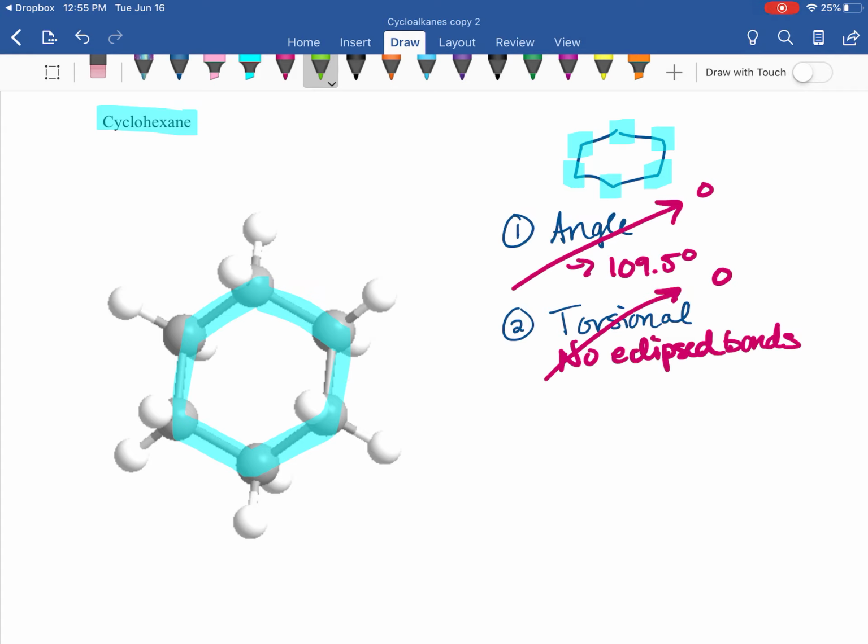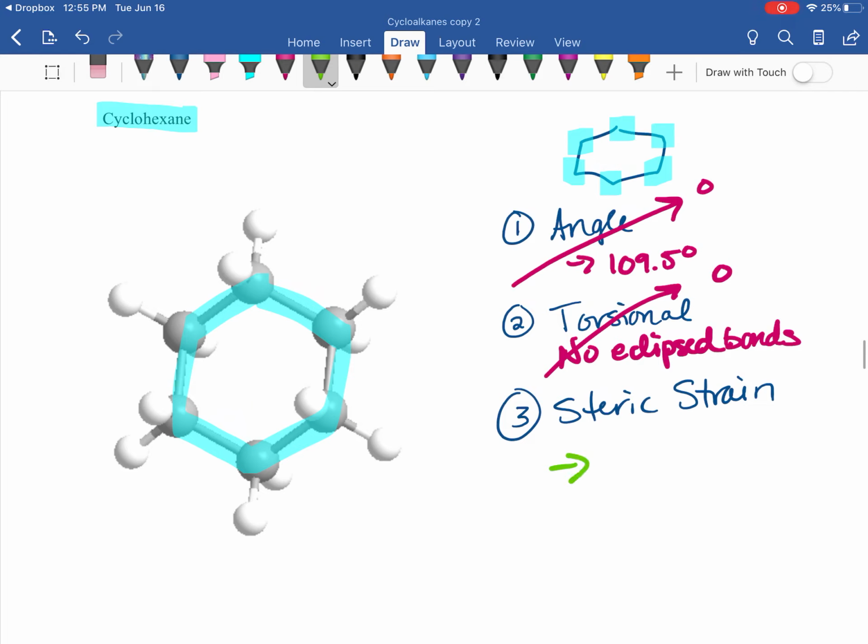Now, of course, if you're waiting for the other shoe to drop, here it is. All right, so we still have steric strain. We are still going to worry about configurational isomers.